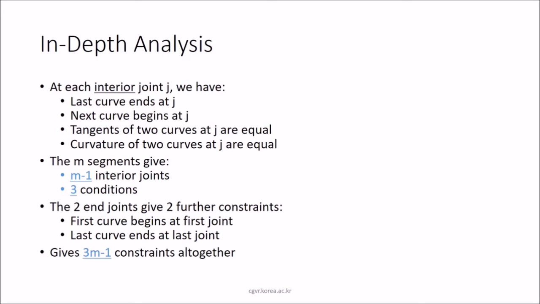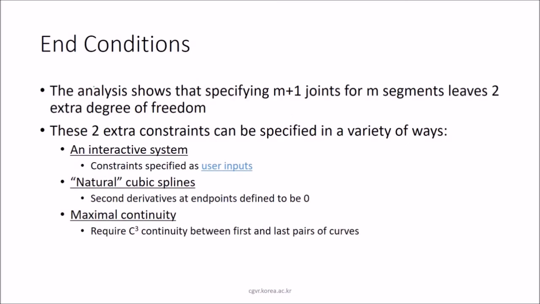Let us have some analysis. At each interior point or joint J, we have the last curve which ends at J and the next curve which begins at J. Tangents of the 2 curves at J are equal, and curvatures of the 2 curves at J are equal. So m segments give how many interior points? m minus 1. So there are 3 conditions each. And the 2 endpoints give 2 further constraints, that is, the first curve begins at the first point and the last curve ends at the last joint. So this gives us 3m minus 1 constraints altogether.